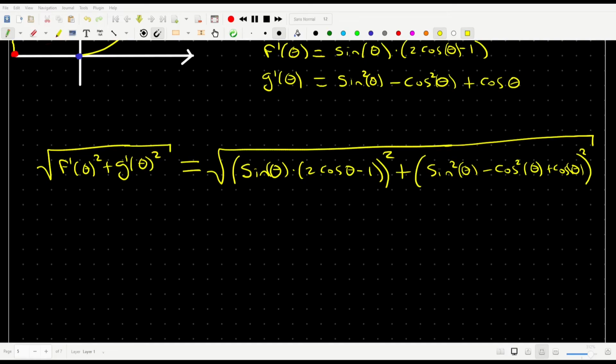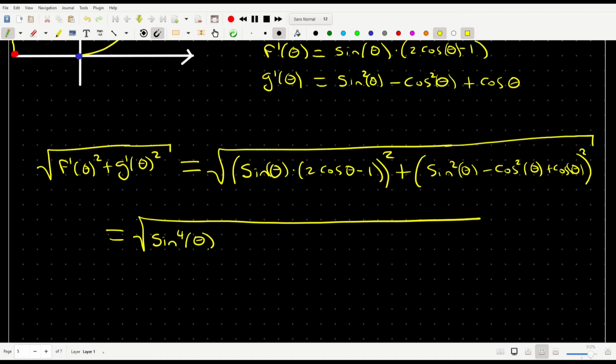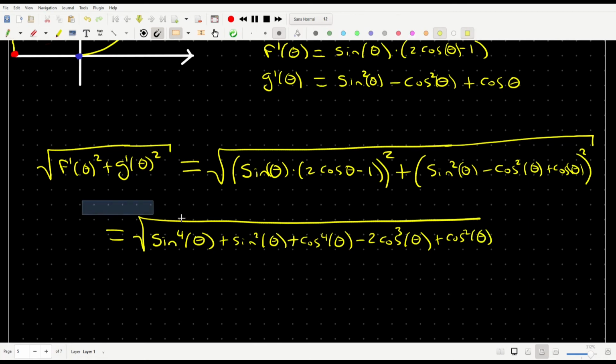Specifically, if you were to FOIL this entire thing out, the square root, and I went through and did this for you so you don't have to, you get sine to the 4th of theta plus sine squared of theta plus cosine to the fourth of theta minus 2 cosine cubed of theta plus cosine squared of theta, and I think I'm going to need a little bit more space here.